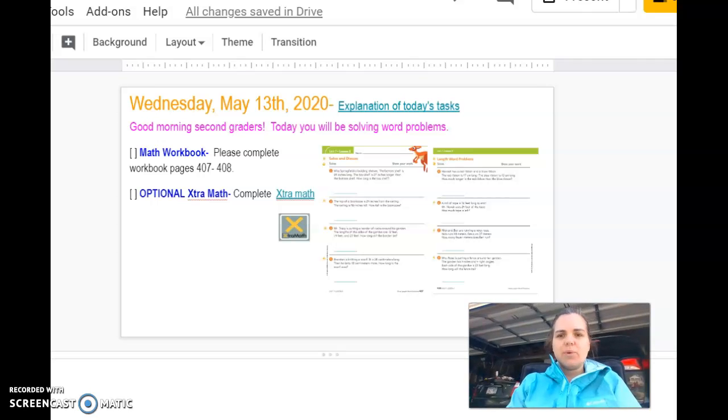Hi, second graders. Today we are going to be solving word problems on page 406 to 408. When you are done with that, you may log into your extra math and complete a round of extra math. So go ahead and hit pause until you have your workbook page open to 407 and 408 with a pencil.